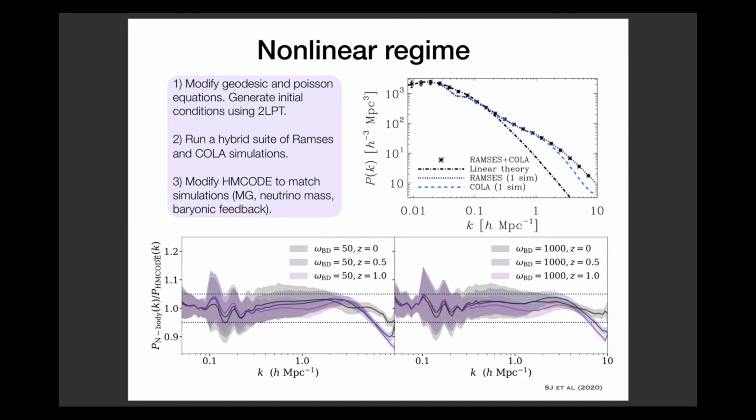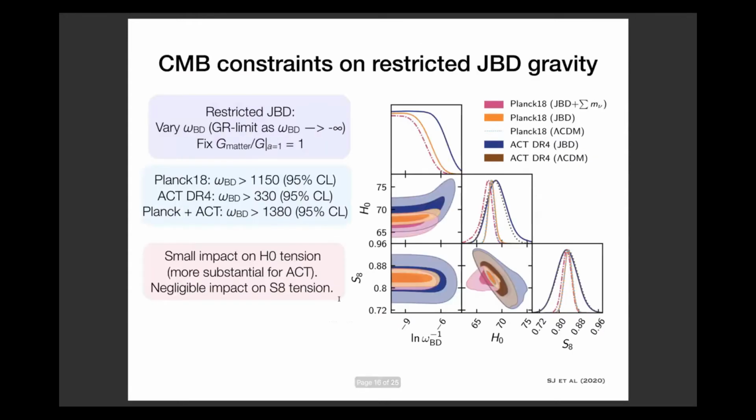And you can see how well we are able to model it. So we modify our fitting function based on the numerical simulations, and we compare it to the actual numerical simulation. We find a good agreement. We then use this to constrain cosmology.